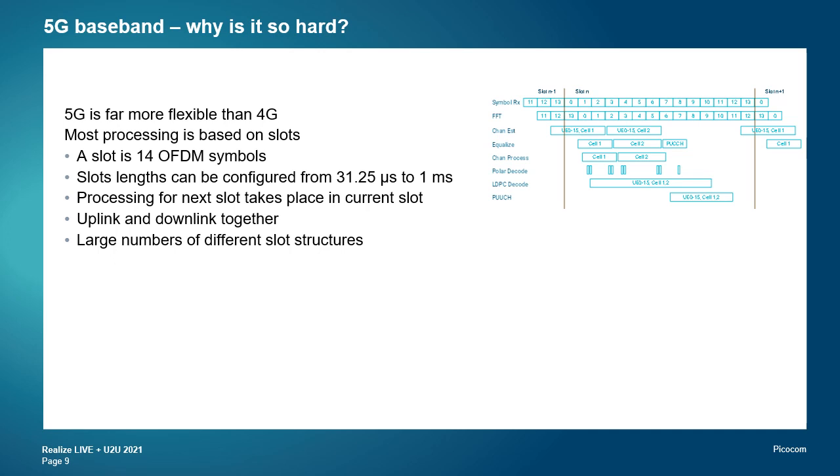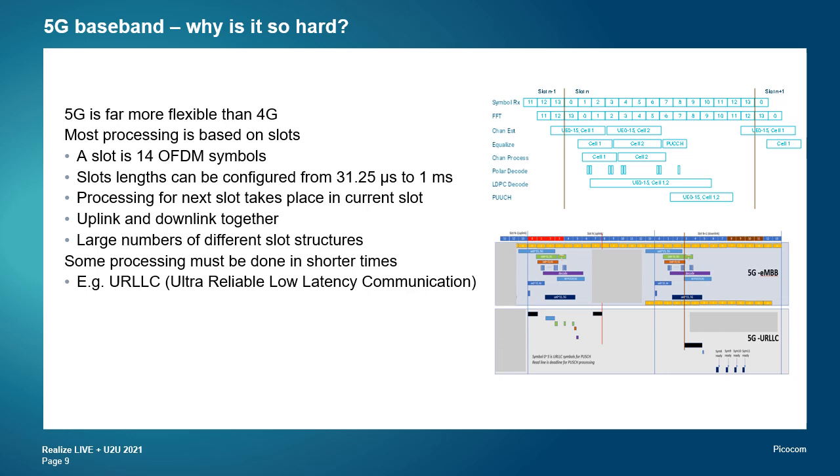Processing for the next slot generally takes place in the current slot. And uplink and downlink processing is done at the same time. But in 5G, there are far more different slot structures than there were in 4G. To add to this, some processing must be done in much shorter timescales. One particular example is URLLC, ultra reliable low latency communication, where the key term here is low latency. With low latency communications, data can arrive in either the uplink or downlink at pretty much any time and has to be processed immediately regardless of what's going on in the rest of the SoC.